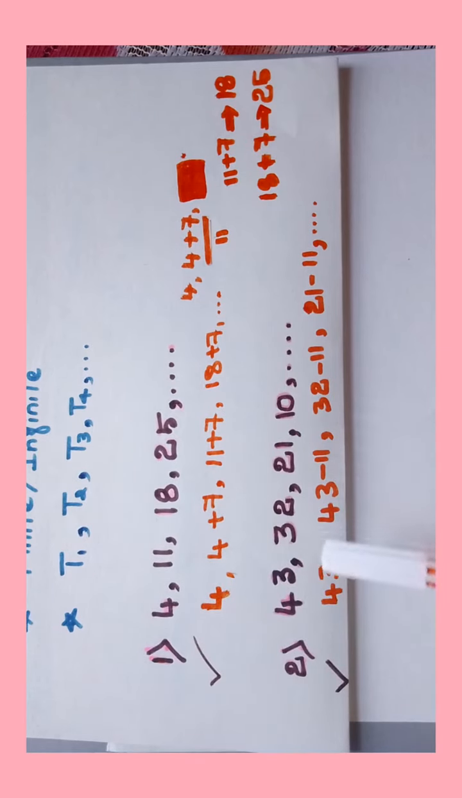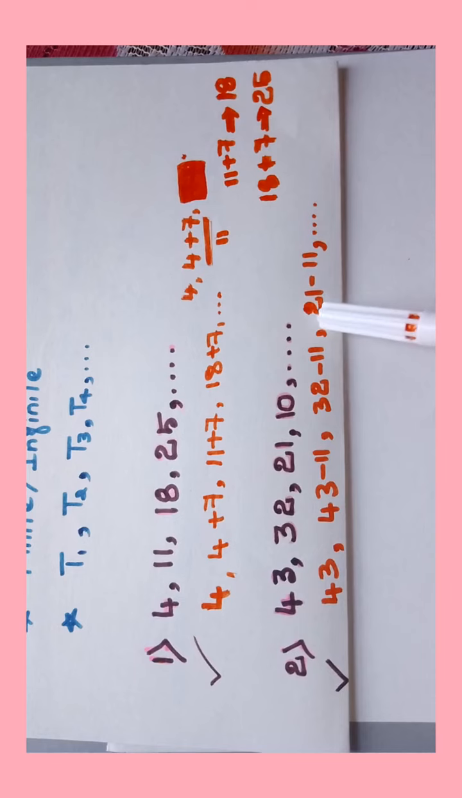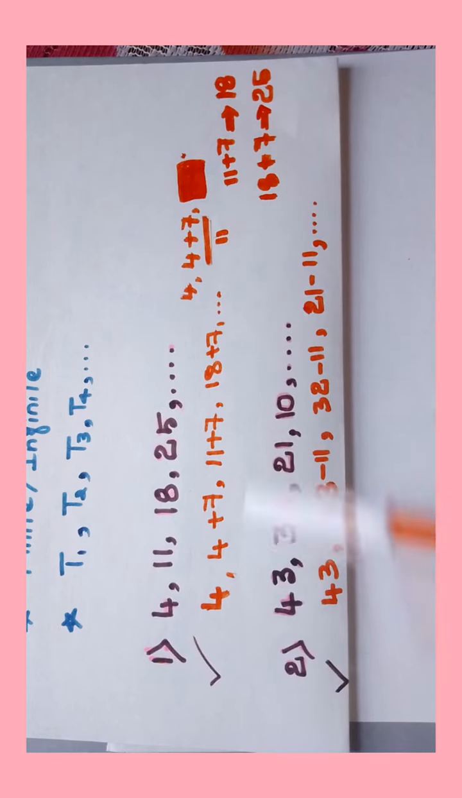In the next one, look at these numbers: 43, 32, 21 and 10. It's going on decreasing. So a certain number is subtracted from the first term and the following terms. If you check, you get the number 11. 43 minus 11, you'll get 32. 32 minus 11, 21. 21 minus 11 is 10. So it goes on like this in a particular order. Hence they form a sequence.